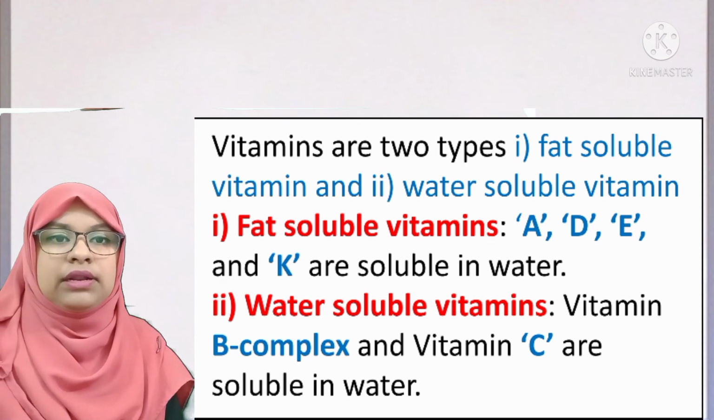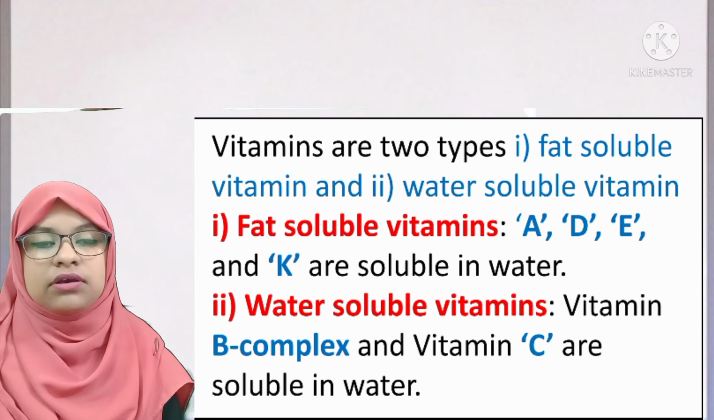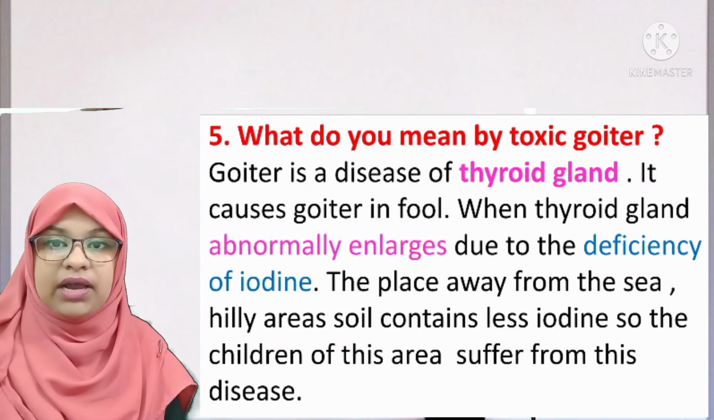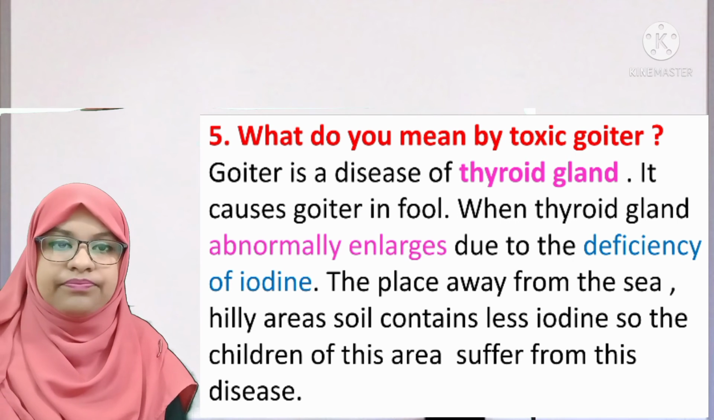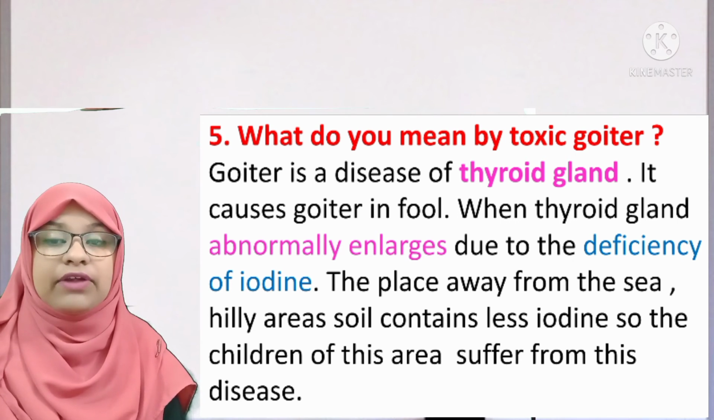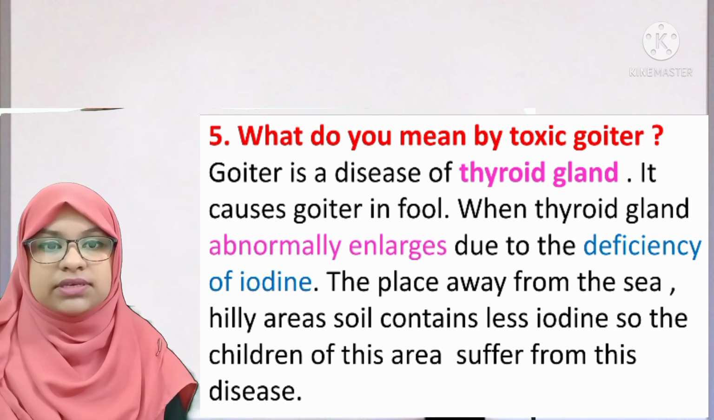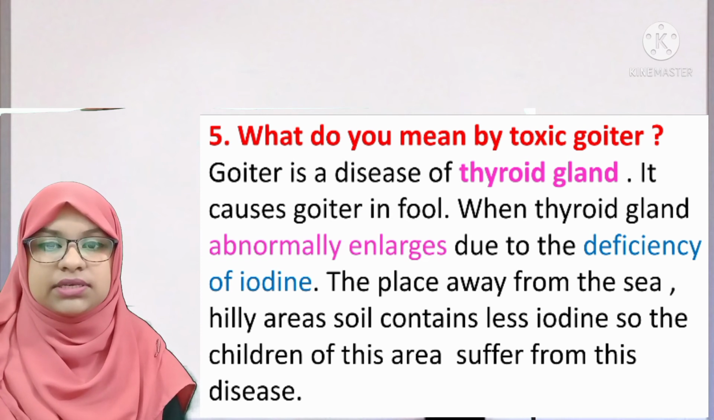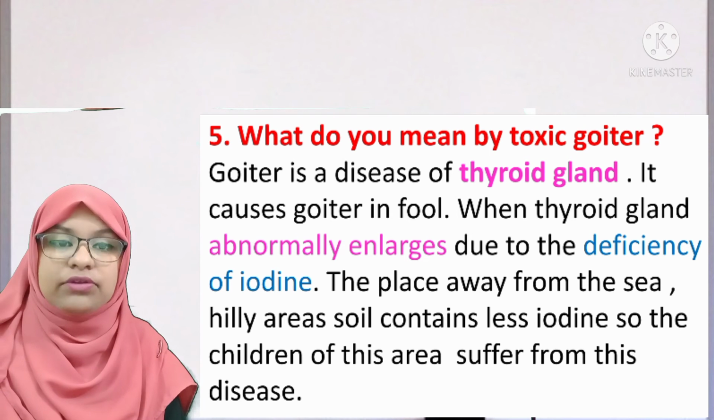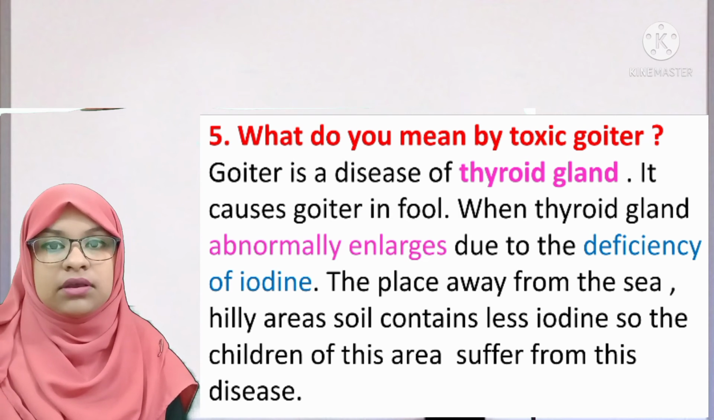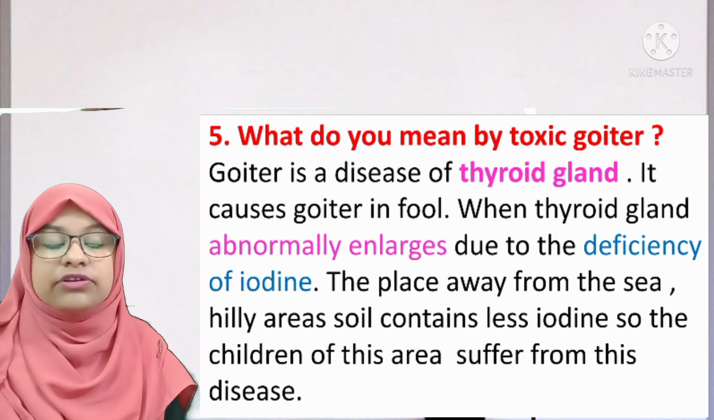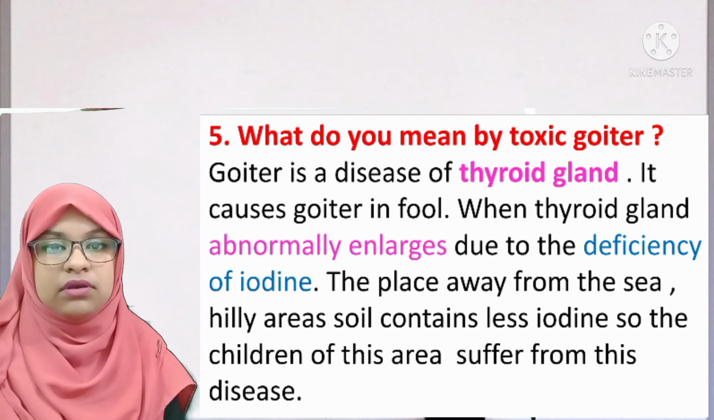Now let's see our last understanding question, number 5. What do you mean by toxic goiter? Goiter is a disease of the thyroid gland. It occurs when the thyroid gland abnormally enlarges due to the deficiency of iodine. That means goiter is an iodine deficiency disease.